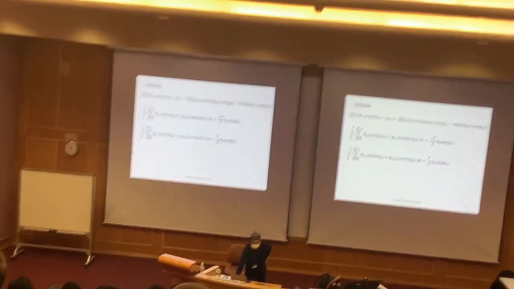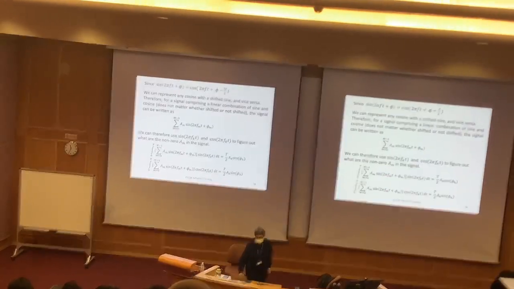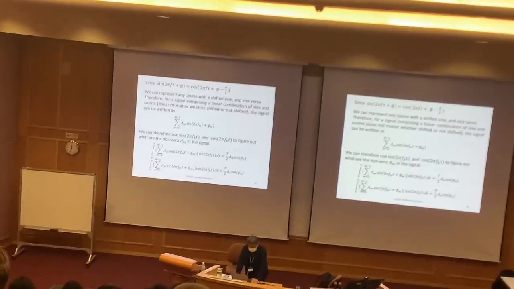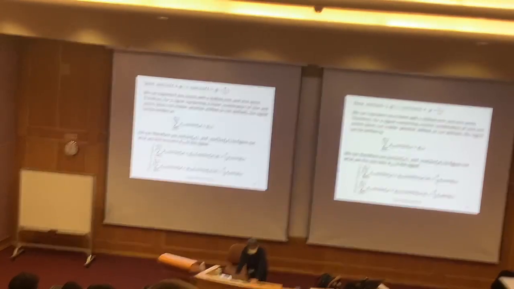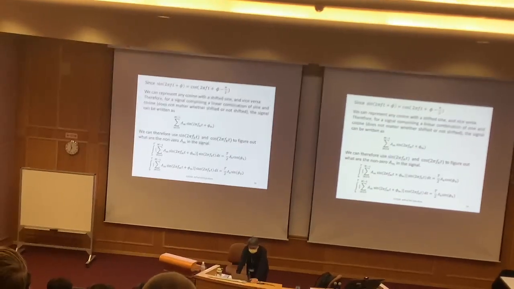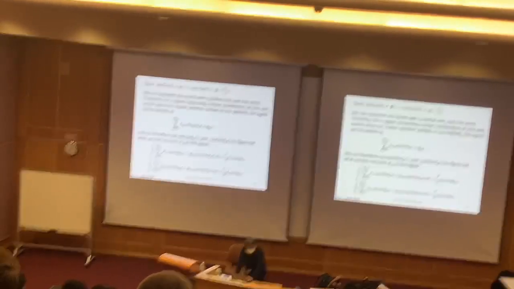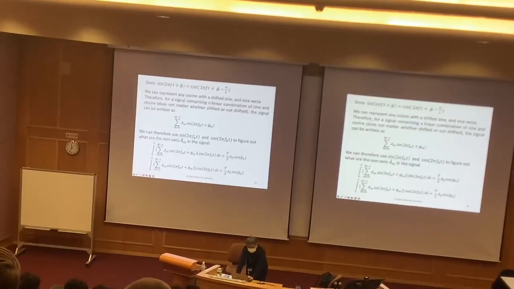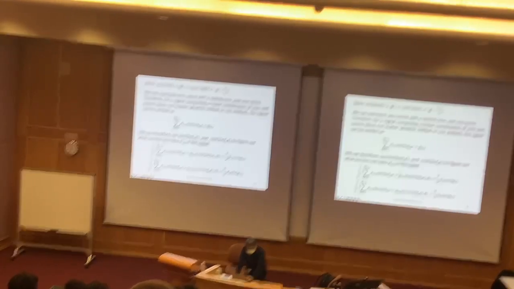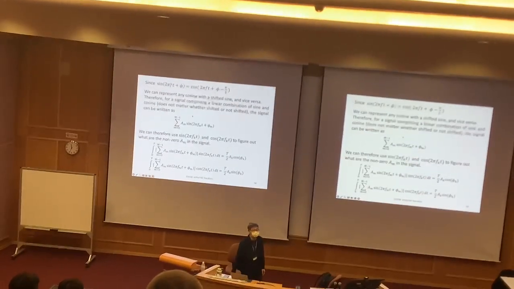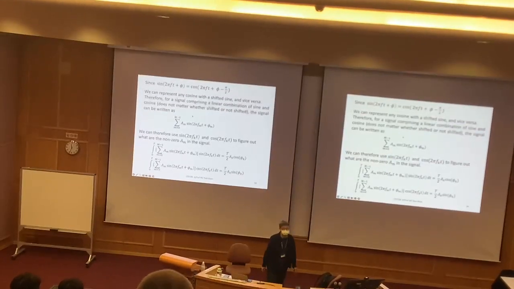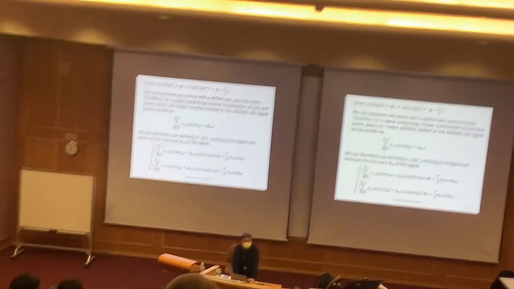And we can represent any cosine with a shifted sine and vice versa. Therefore, for a signal comprising a linear combination of sine and cosine, it does not matter whether it is shifted or not shifted, the signal can be written in this form. If it is not shifted, then the phase is zero. This is another way of saying the dot product thing. This slide is just repeating what we said just now.